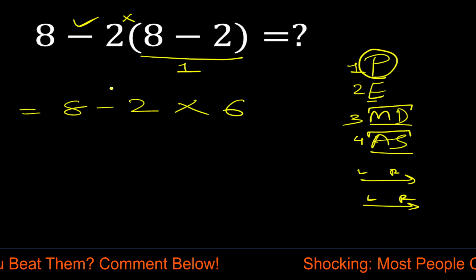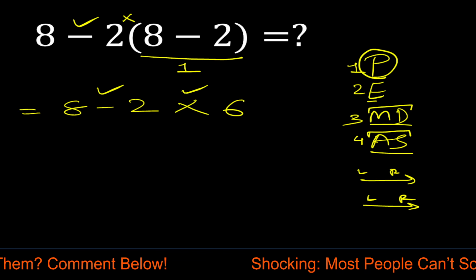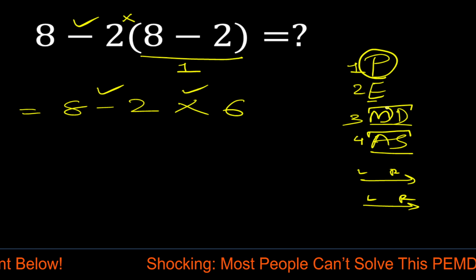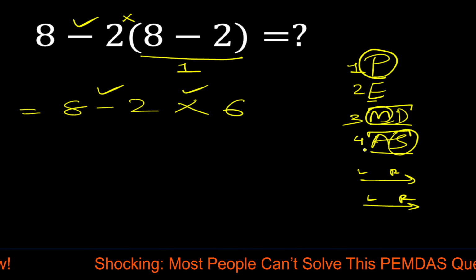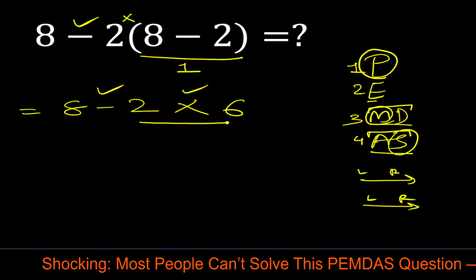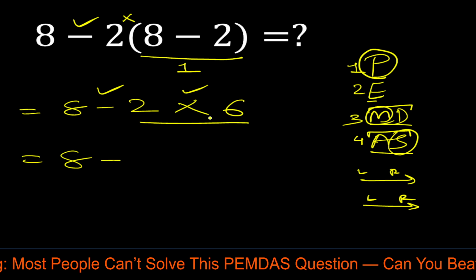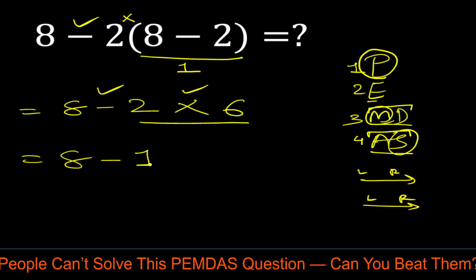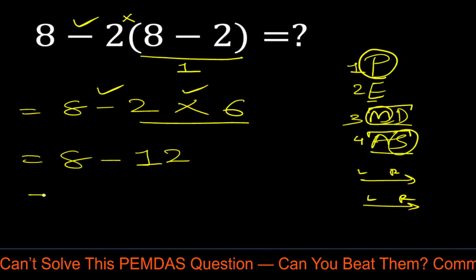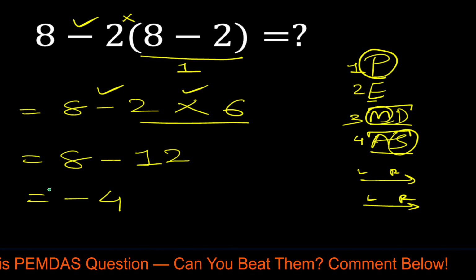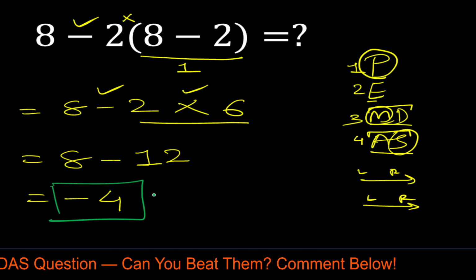So times 6, right? Now here we have subtraction and here multiplication. So according to PEMDAS rule, first we have to solve multiplication, then we have to solve subtraction, right? So first we have to solve this multiplication. So 8 minus, now 2 times 6 is equal to 12. So 8 minus 12 is equal to minus 4, right? So the correct answer is minus 4.